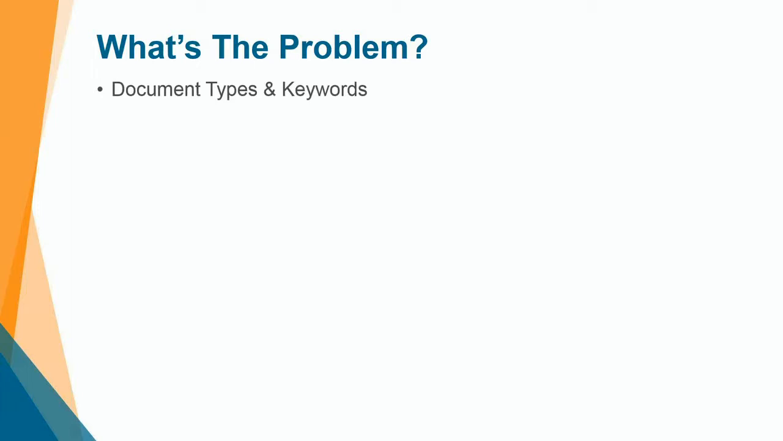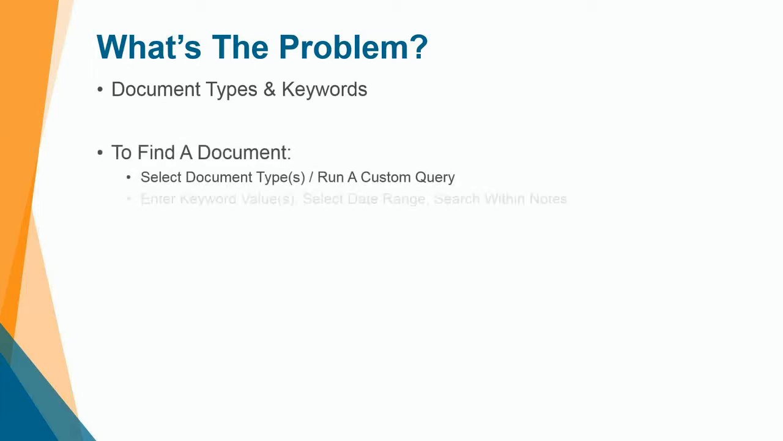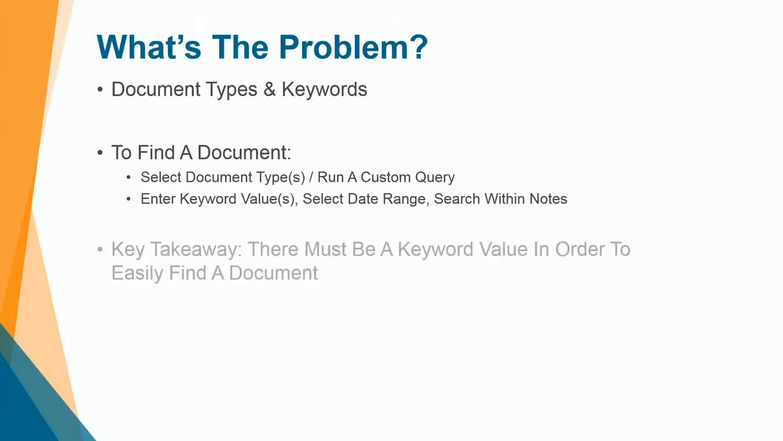So let's just highlight what the problem is here. Today, in your OnBase system, you have document types set up. In each of those document types, you have keywords associated with them, right? And that's relatively simple to work with. To find a document, you're going to select the document type, or you might use a custom query, but custom queries are still just another presentation layer on top of the document types. You're going to enter some keyword values. Maybe you're going to use some date ranges. For those people that are a little bit more savvy, you might actually search within the notes, but really, you're using those keywords and the date ranges to find the documents.